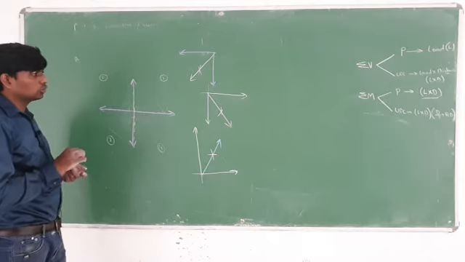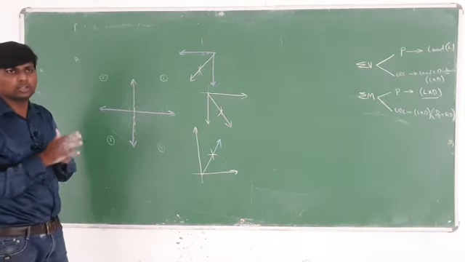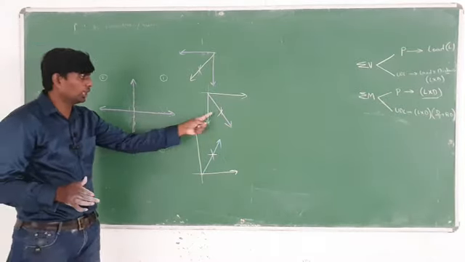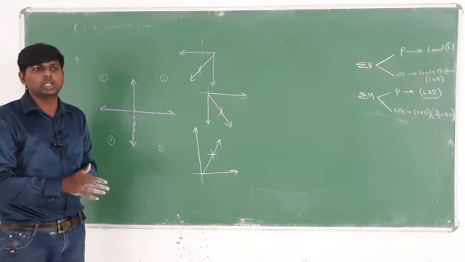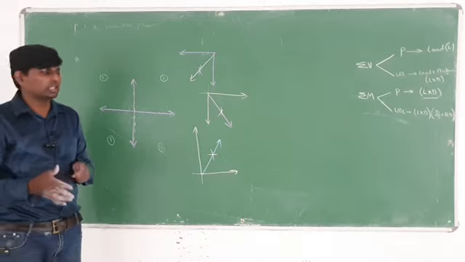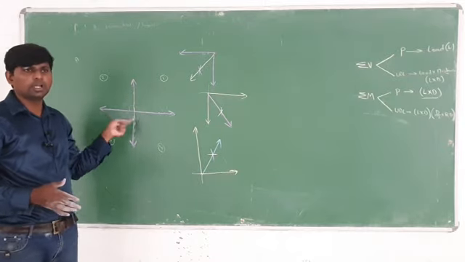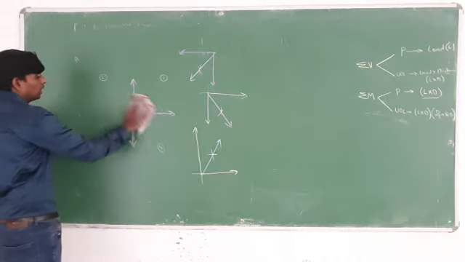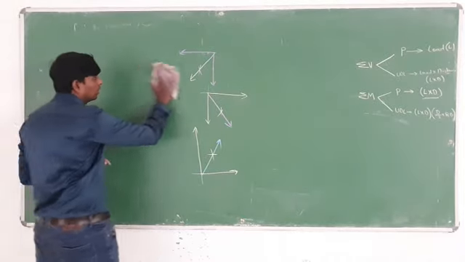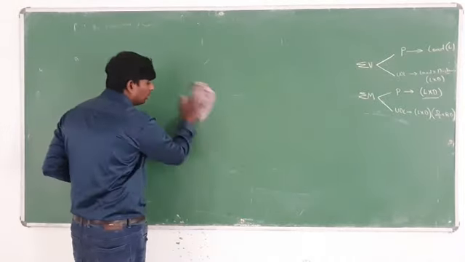By seeing only, you have to identify in which quadrant the vector is lying. This one is known as a vector. So and so vector is lying in so and so quadrant, and so and so direction will be there. What is the direction? Forward, upward, backward, downward. You have to remember this one.